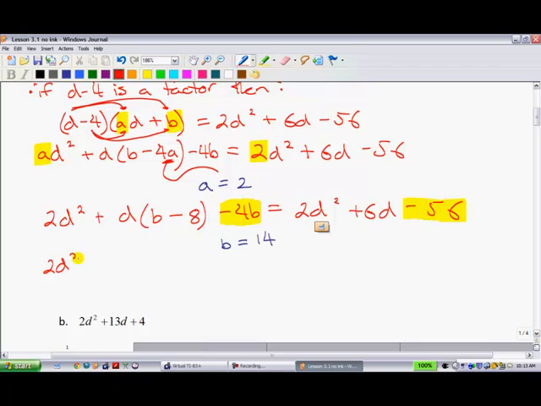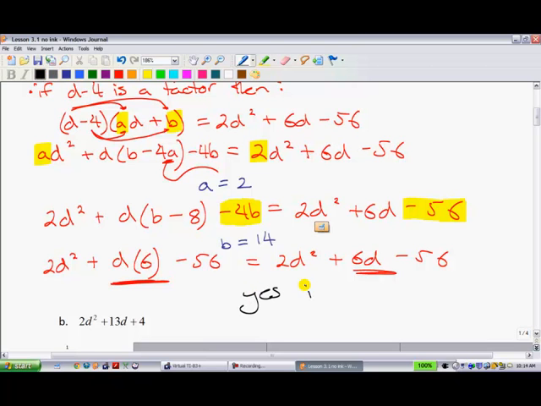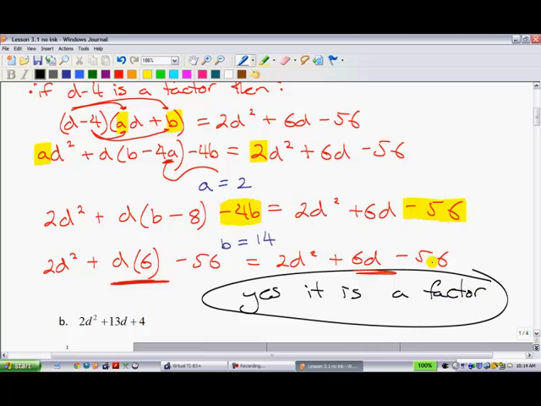Alright, so now I can go and replace those ones. So I have 2D squared plus D, and then this is going to be 14 minus 8, so that's 6, so it's really 6D minus 56 is equal to 2D squared plus 6D minus 56. The last thing is, notice how this is 6D and that is 6D. Well, since those equations are the same, at the end here we can finally say that yes, it is a factor. If those at the end were not the same, as you'll see in this next example that we try, it's going to get a little funky. That means we're going to have a problem.